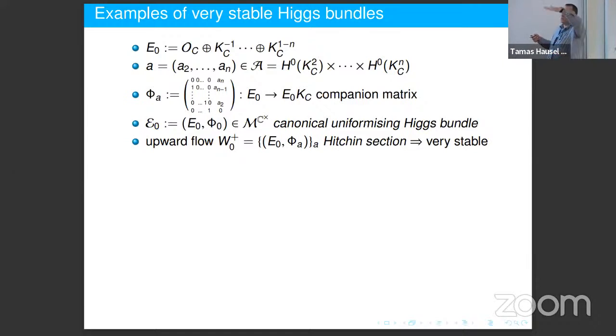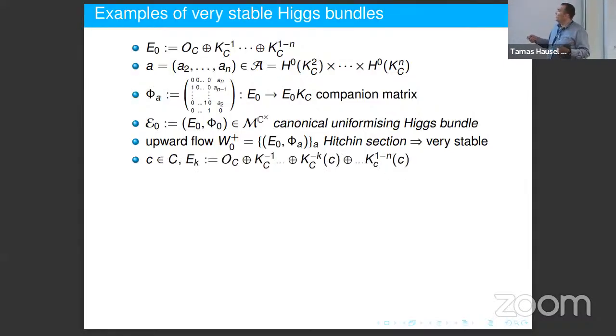In my mind, this is somewhere in the top of the whole Higgs moduli space. So the next class of very stable Higgs bundles will be using some elementary modifications of this canonical uniformizing Higgs bundle at a single point on the curve. So we will take a k-th elementary operation, or fundamental operation.